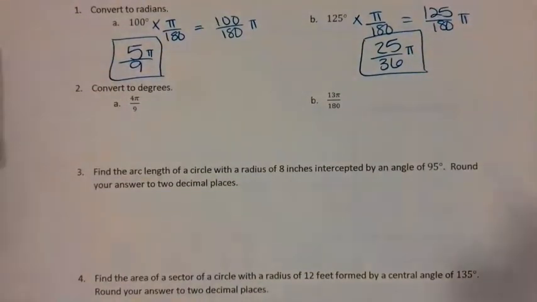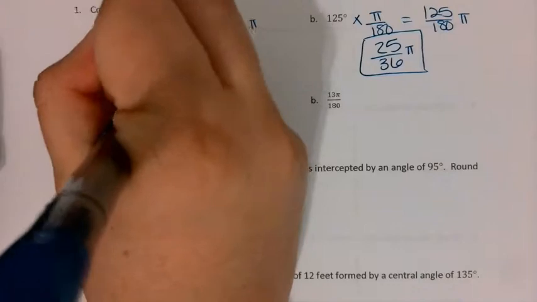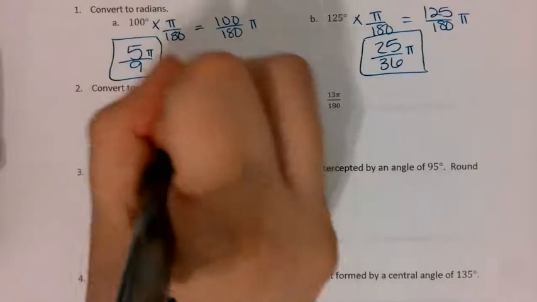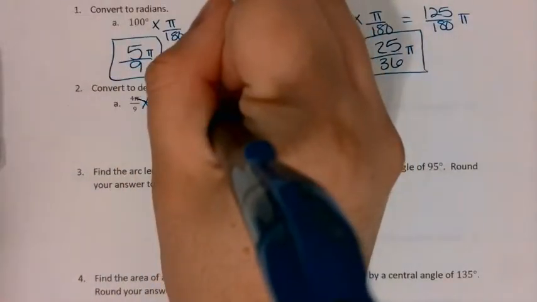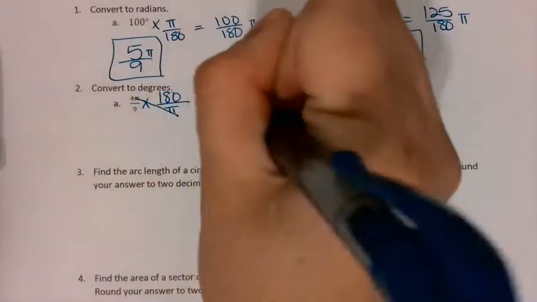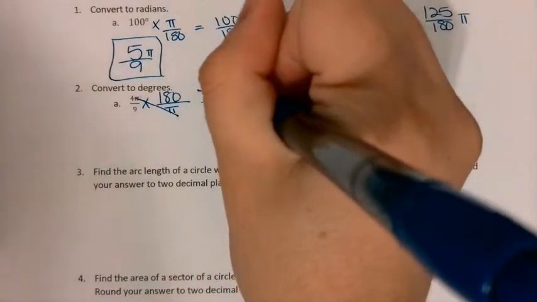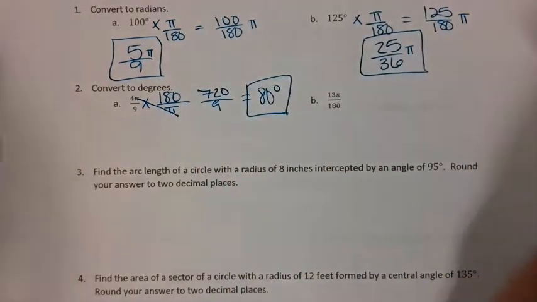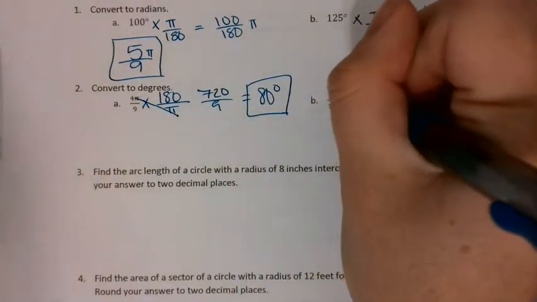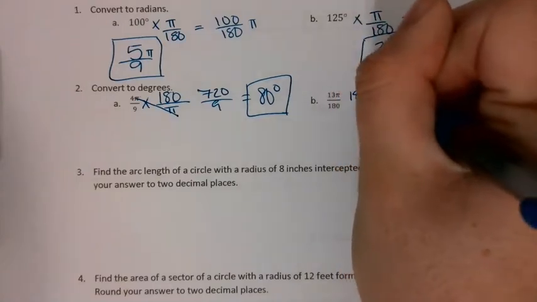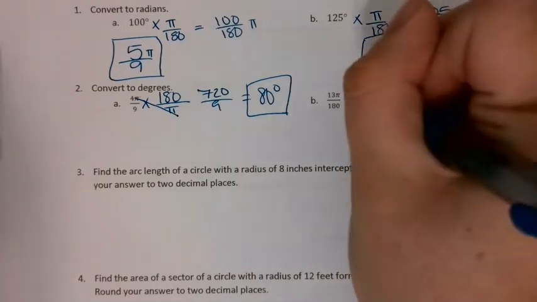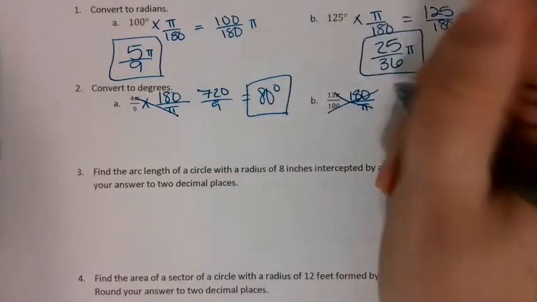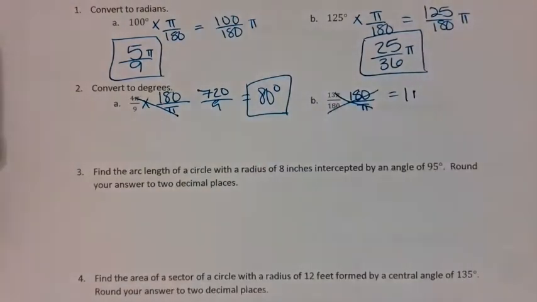To go from radians to degrees, I multiply by 180 over pi. The pi on the top and bottom cancels out. So then I have 720 divided by 9, which is 80 degrees. Over here, I'm going to do 180 over pi. Pi and the 180s cancel out. I just get, that should have been 13.